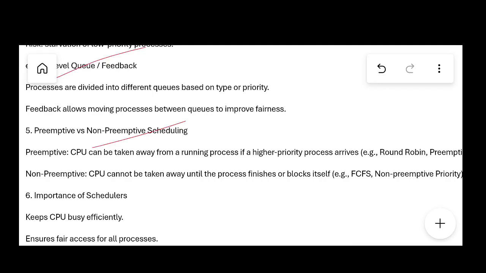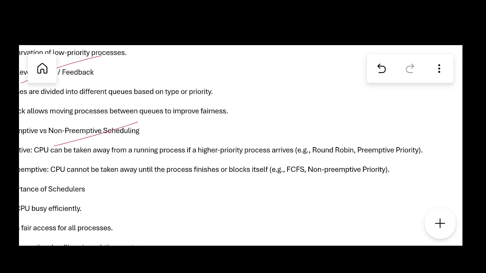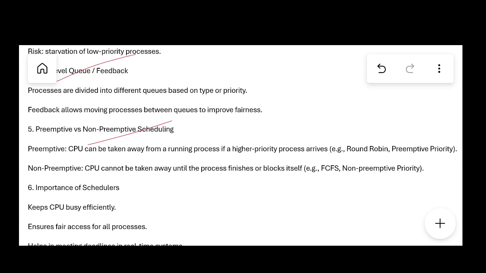Schedulers also work in two ways: preemptive and non-preemptive. Preemptive means the CPU can be taken away from a running process if a more important process comes. And non-preemptive means the CPU sticks with the running process until it finishes or waits for IO.